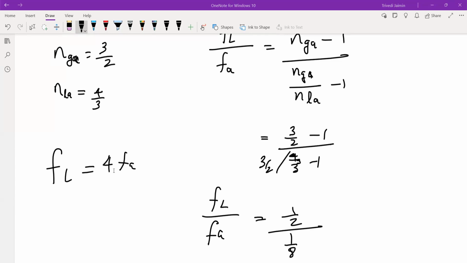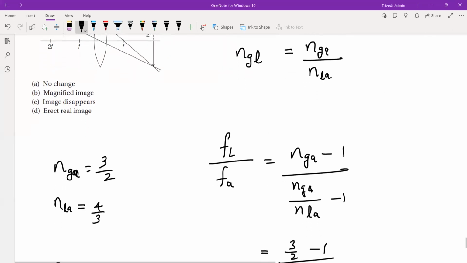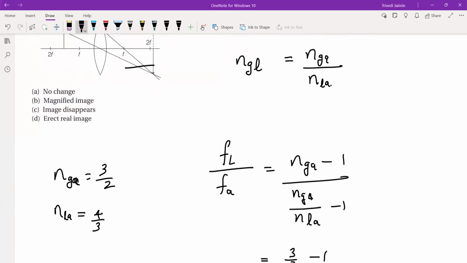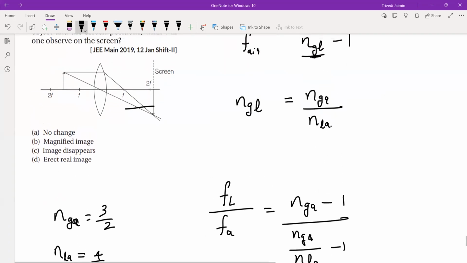Now, what does it mean? See, understand this one. Whatever value we got here, we don't have an option like this. We need to understand now. We got 4 times of air. Liquid is 4 times of air. In short, whatever focus we have, whatever image we had formed here, it won't be on the screen. It's 4 times the focus. Maximum we can get is twice the focus, but it is 4 times the focus. So it won't form here.